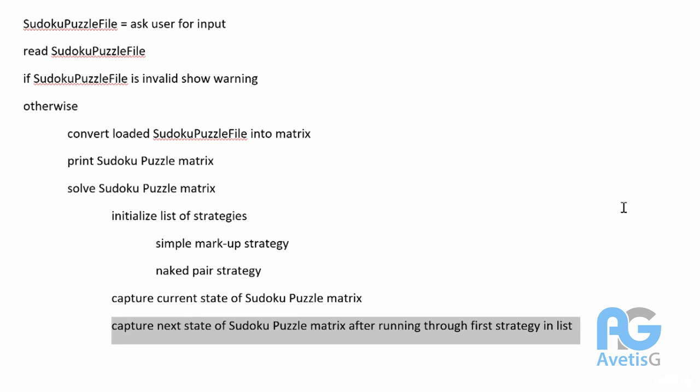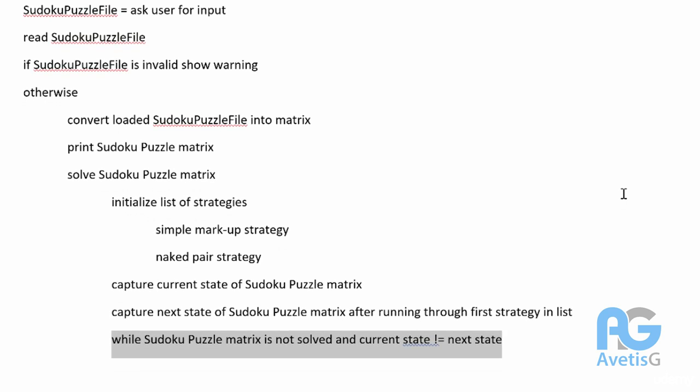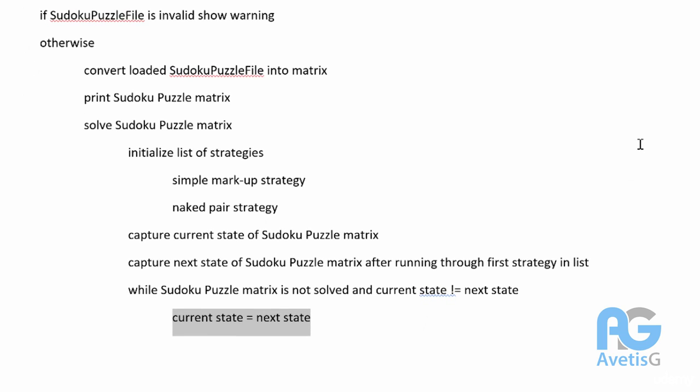That's why we're trying to capture the next state, right? And then we're saying, while the Sudoku puzzle matrix is not solved and the current state is not equal to the next state, we turn our current state into the next state. Because if the current state is equal to the next state, then not much is going on. But if the current state is not equal to the next state, then we know there was a change. And then we're basically incrementing one up.